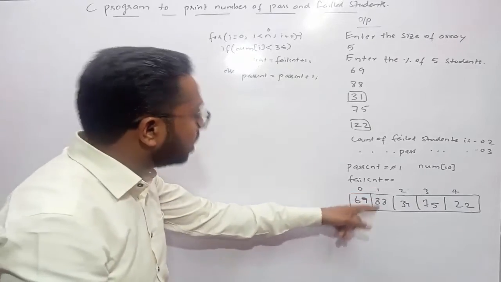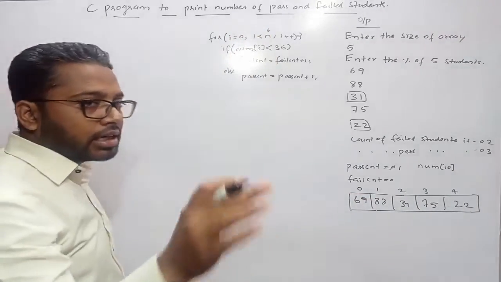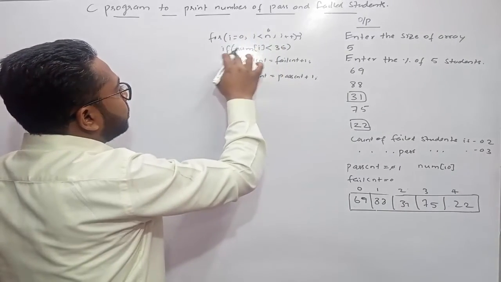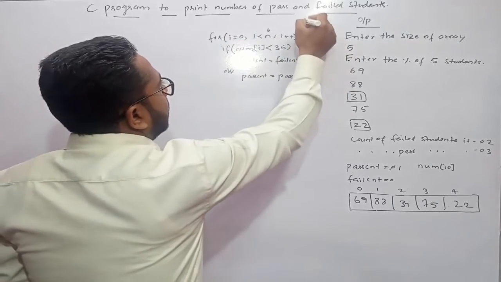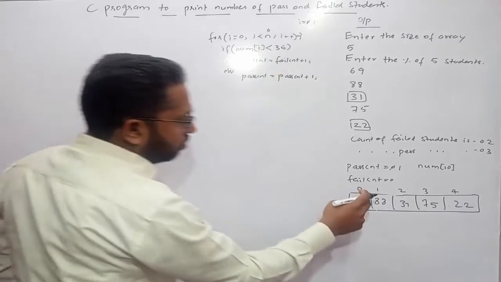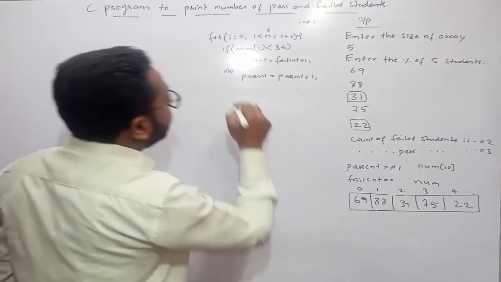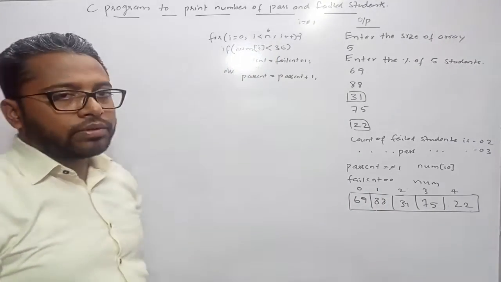Now i becomes 1. So for the value of i equals 1, 1 is less than 6. Yes, condition true. That's why control will come inside the for loop to check this condition. num of i is num of 1 in this case, and this is our num array. num of 1 is 88. So num of 1 is 88. 88 is less than 35?